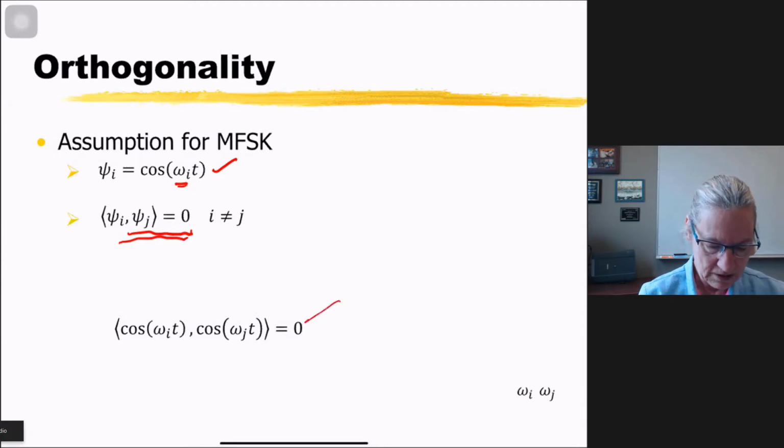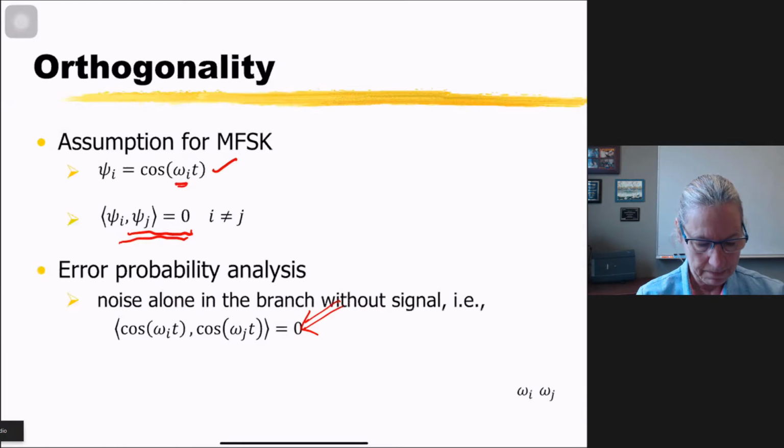So this is our assumption right here. And because of this, of course, we said they're orthogonal. That means that each one of the symbols is a basis vector, and we went from there. When we did our error probability analysis, we used this assumption in the derivation of the probability of error. We assumed that in a branch where the signal was not transmitted, so I have a branch that's tuned to the first frequency, when the second frequency was actually sent, then the branch with the first frequency would see nothing. It would only be noise.